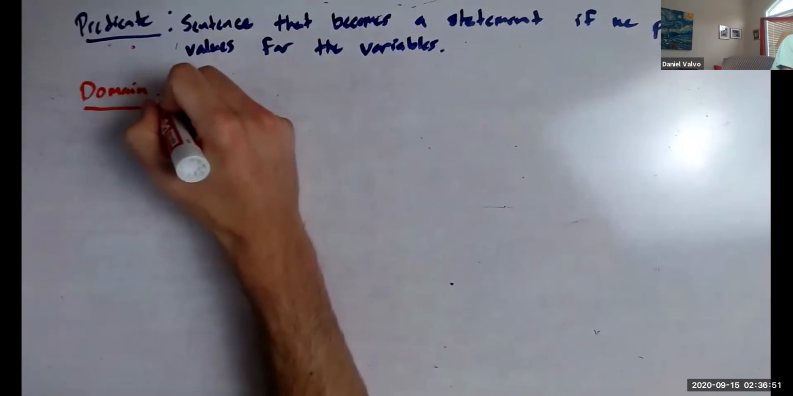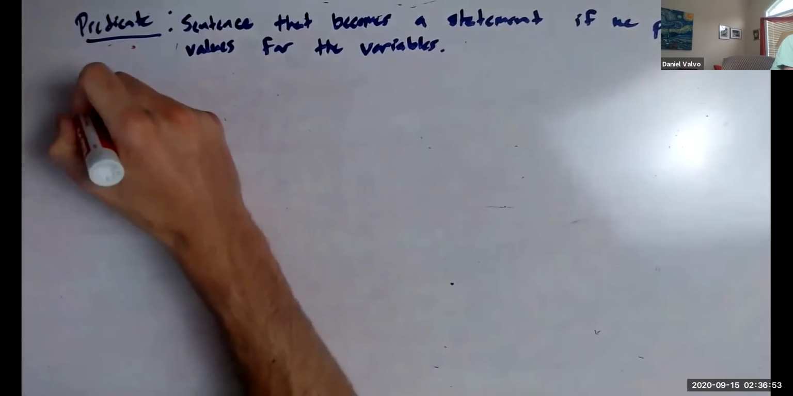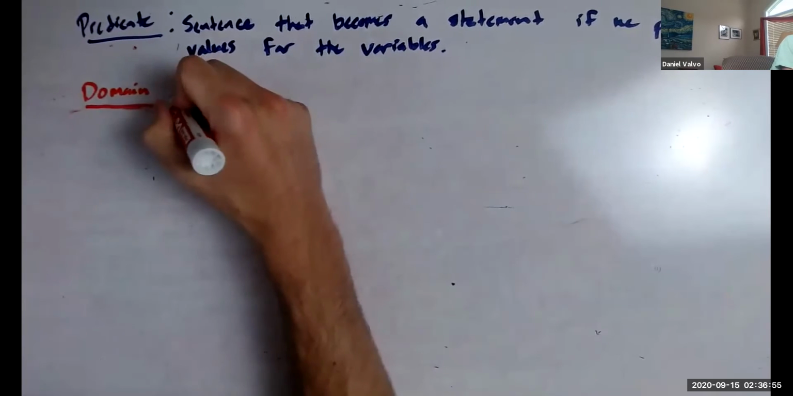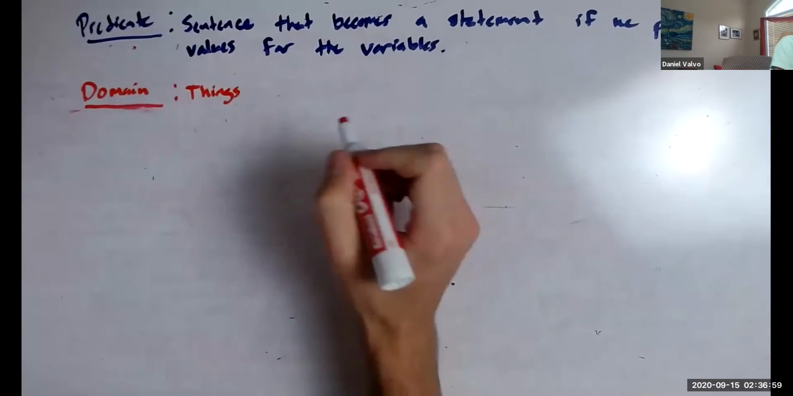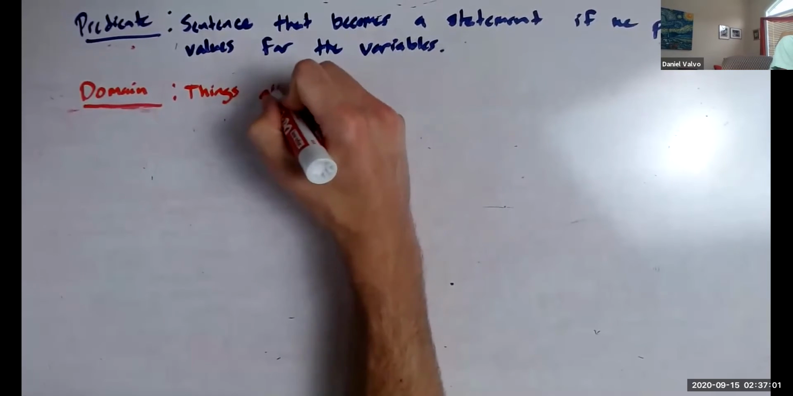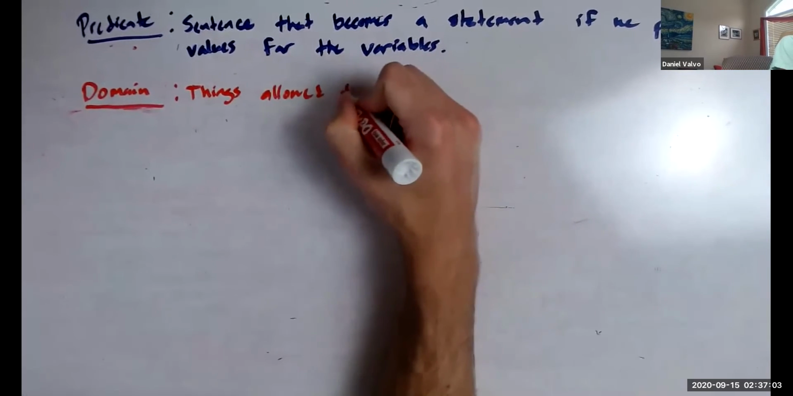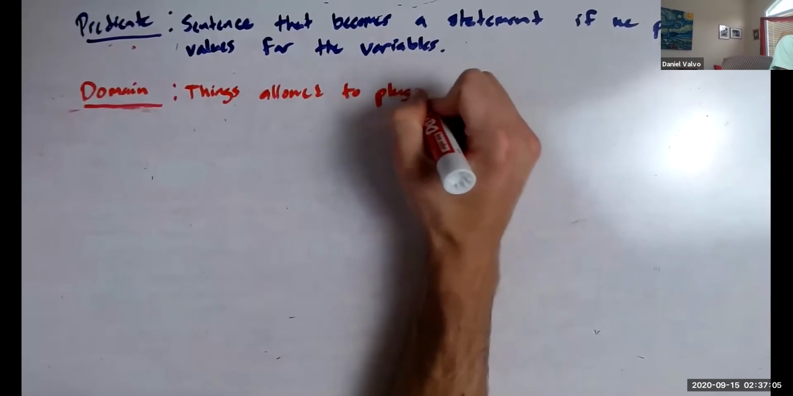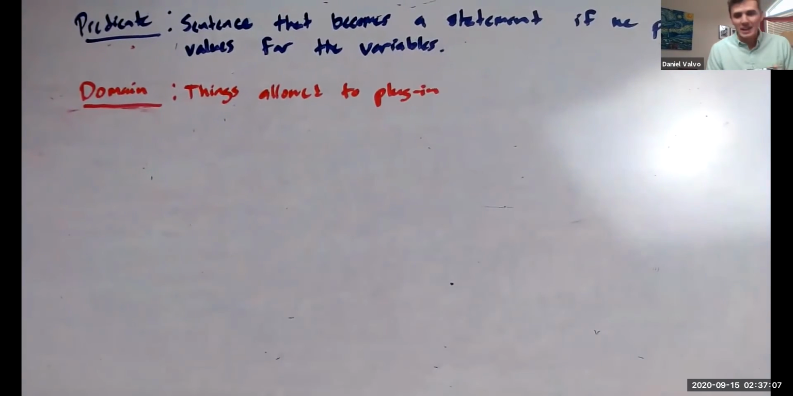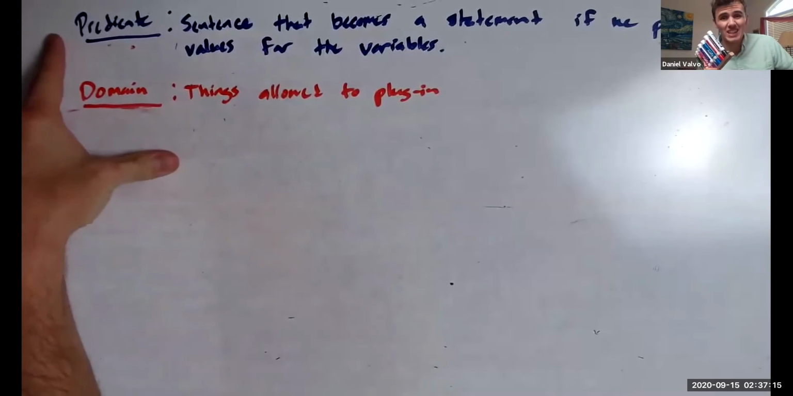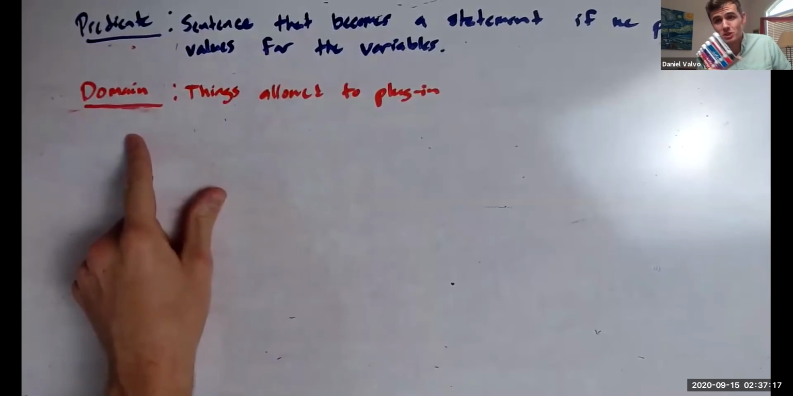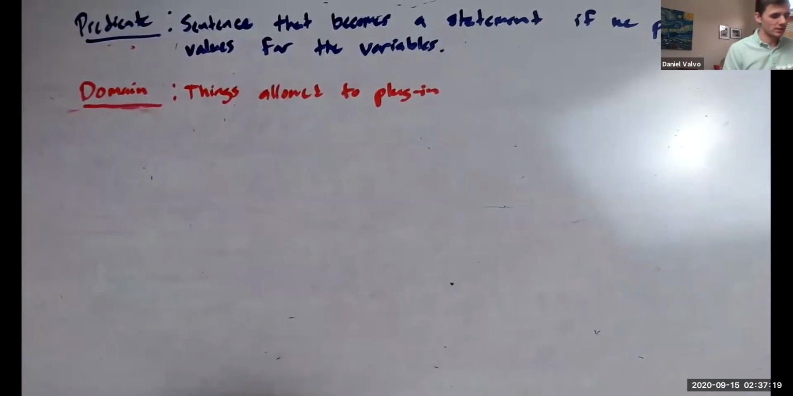Then a domain. Domain is just things you're allowed to plug in. And by allowed, again, this isn't some law of the universe. It's not ordained by the math gods, right? They're just defined. So whenever someone makes a predicate, they should define what the domain is, just so they can tell you what actually makes sense, what doesn't make sense.